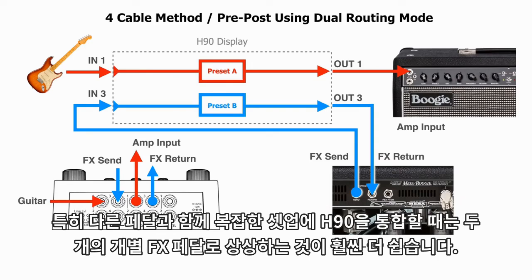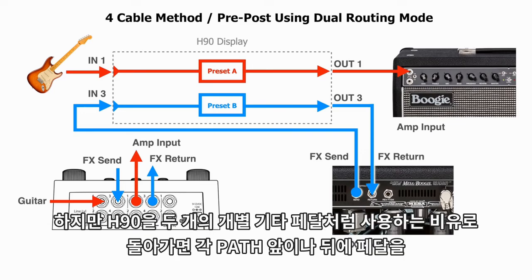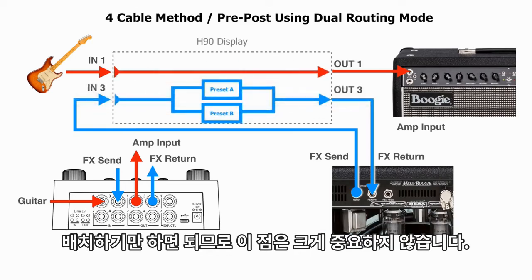It's way easier to envision the H90 as two separate effects pedals, especially when incorporating it into a more complex setup with other pedals. The drawback to pre-post connections with dual routing mode is that we no longer have the flexibility of using inserts. But if we go back to the analogy of using the H90 like two separate guitar pedals, this doesn't matter so much, as we can just place pedals before or after each path.